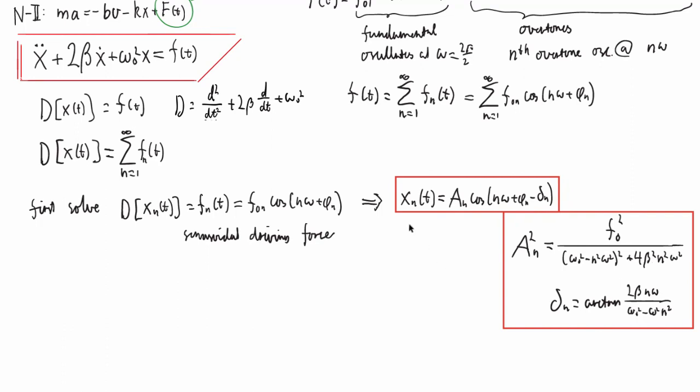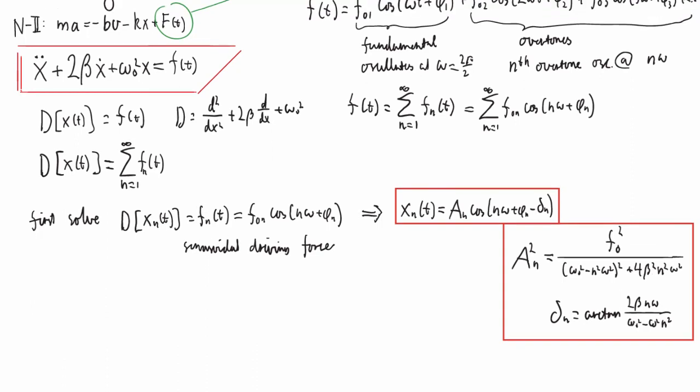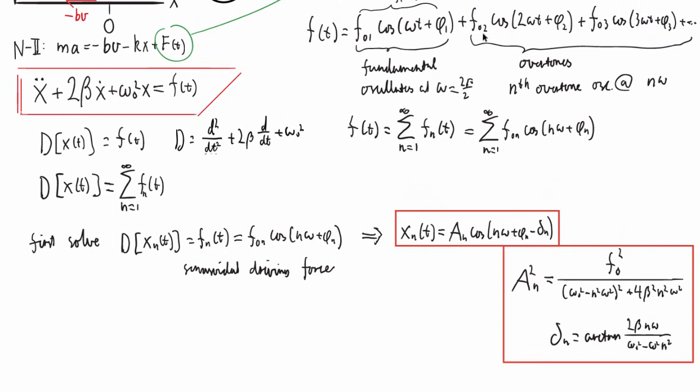Okay, so like that. So each of these sub-solutions for each of these waves here, for each of these Fourier components, has the same form as it did previously. The only difference now is that instead of oscillating at a frequency omega, we're oscillating at a frequency n times omega. Otherwise, the amplitude and the phase look exactly the same.